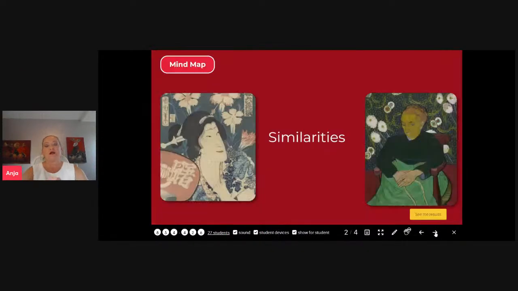This is an example of a mind map. This is about Van Gogh's art and his Japanese period. The students have to see what similarities they see in these two paintings. I'm glad already somebody's answering. What you see here is that it's all anonymous. I cannot see the answers yet. I cannot see what they answered.